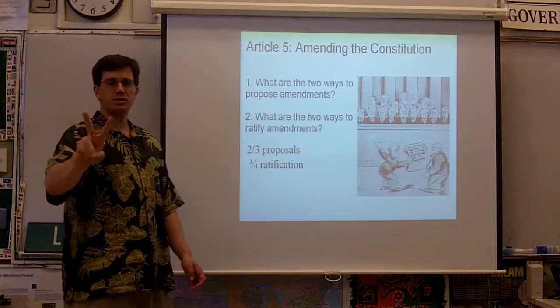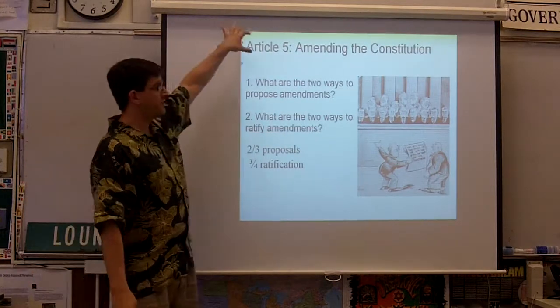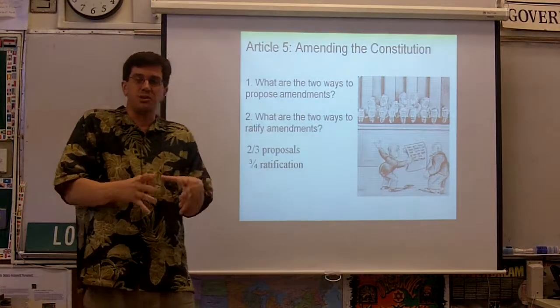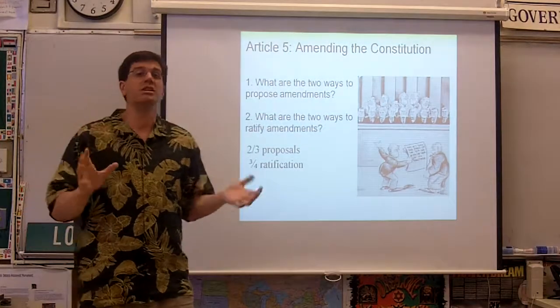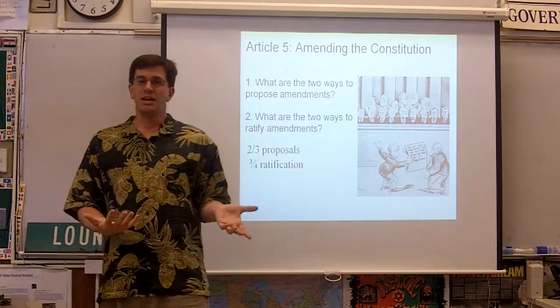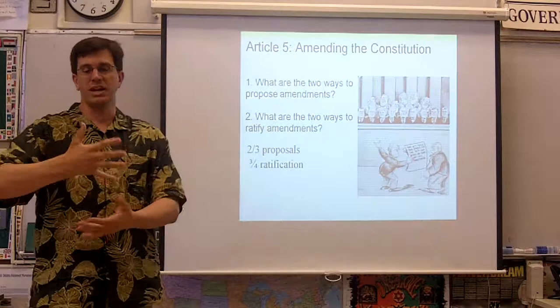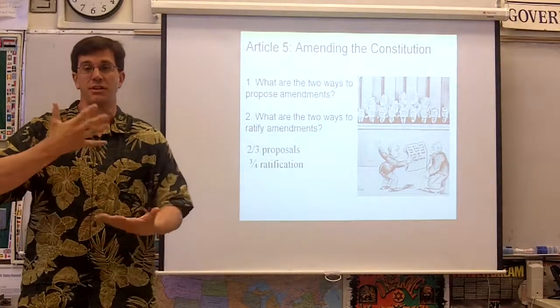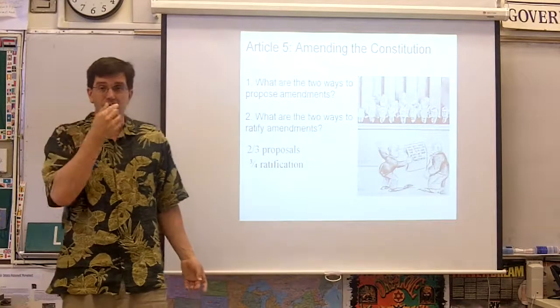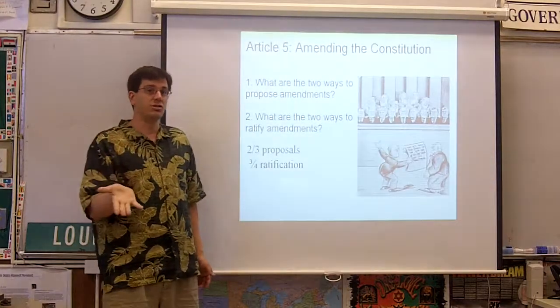This is Unit 2, Week 2, Article 5, amending the Constitution. The Constitution is supposed to be flexible. It can be changed over time, but it's really not easy to change it. It's been amended a total of 27 times, and 10 of them were in the original Bill of Rights, so they happened right off the beginning. They're almost kind of part of the original Constitution. So in reality, it hasn't been amended very often, and it's difficult to do.